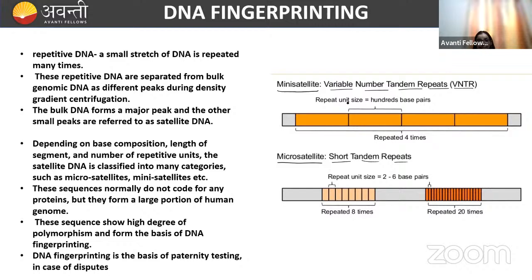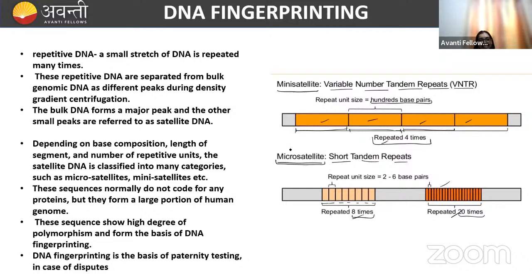In minisatellite, the repeat units are 100 base pairs. You can see that the length of the repeat units is larger in the case of minisatellites. But in the case of microsatellite, they are small. And here the repeated units are 4: 1, 2, 3, 4. But here the repeated units are 8. Here it is 20. So on the basis of the length of the segment, the number of repeats, and their composition, the satellites are of two types, the minisatellite and microsatellite.